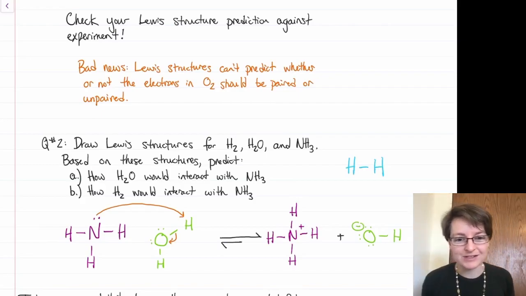I don't see any lone pairs on H2. I'm not sure where the regions would be for positive or negative partial charge, or regions of electron density. And so I would not be able to make any claims, really, about how H2 might interact with NH3.